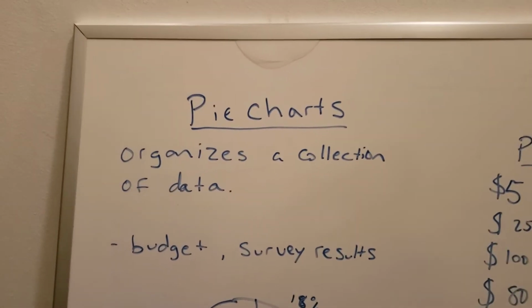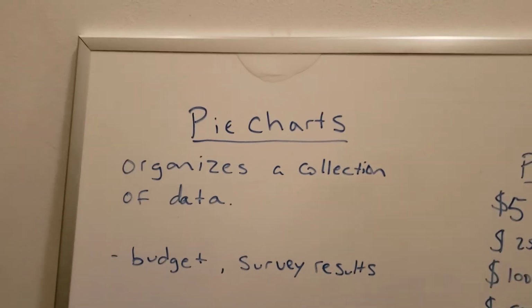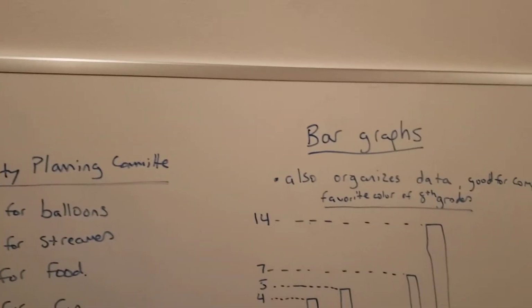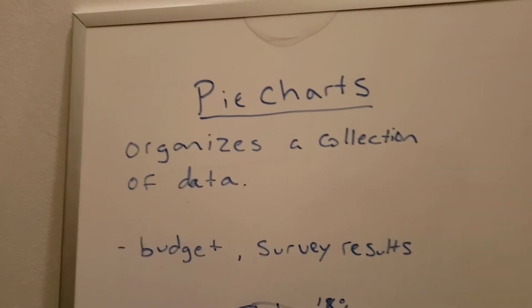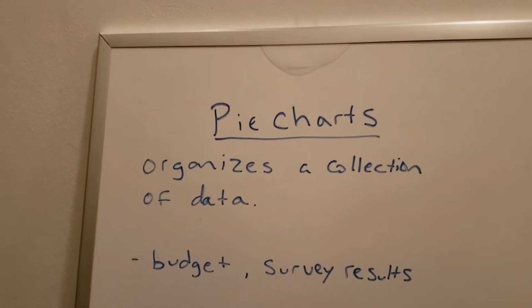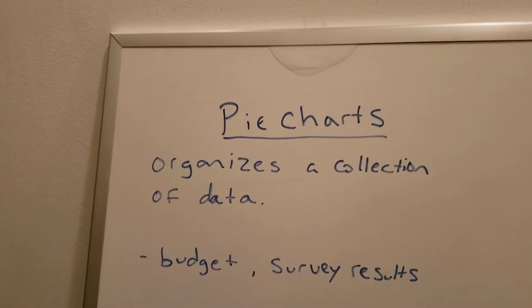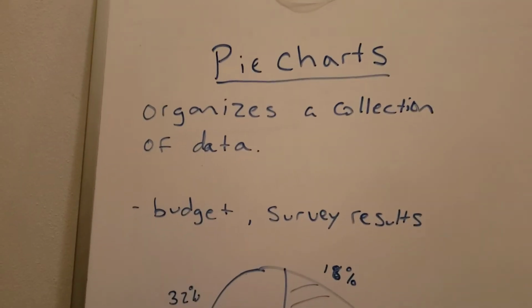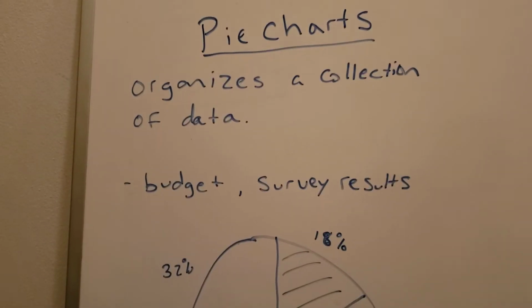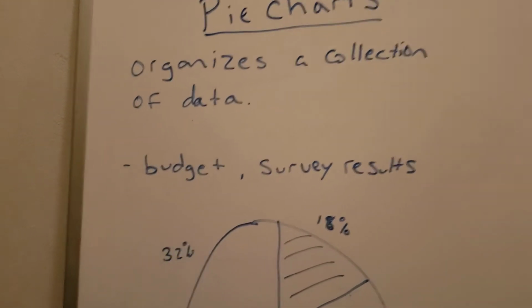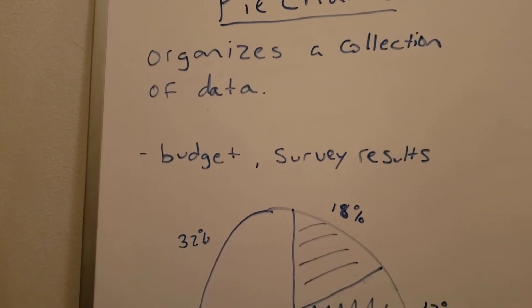Today we're going to be talking about two different topics. We're going to talk about pie charts and bar graphs. Pie charts and bar graphs are super useful for organizing data that you might collect in different things that you might be doing. Pie charts are really used to show budgets or survey results, but they can be used for other things as well. But those are the kind of things that you're going to see it the most for.